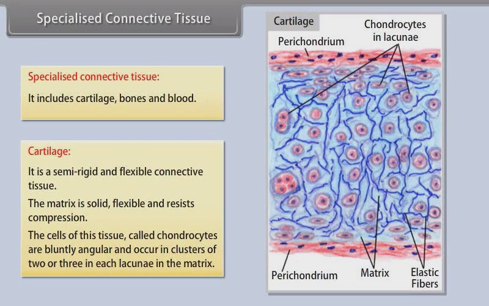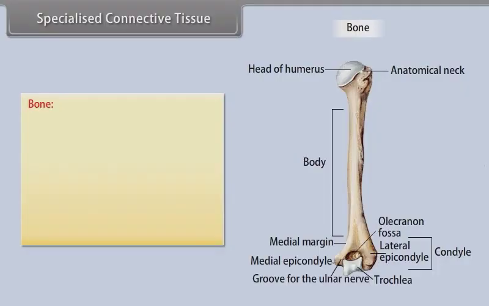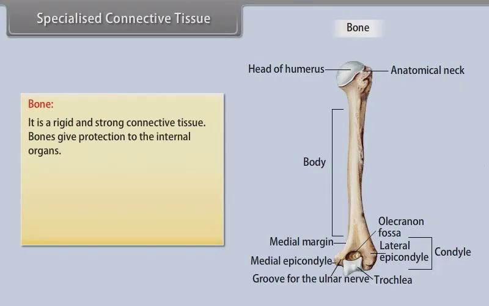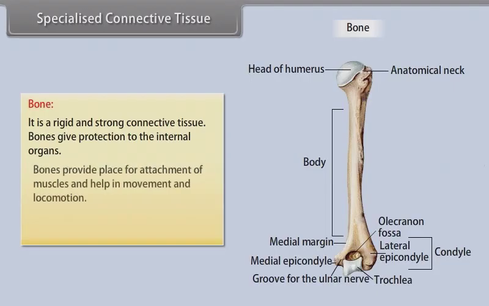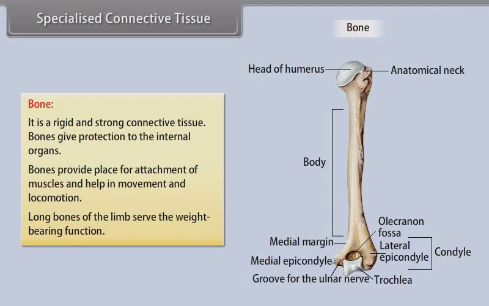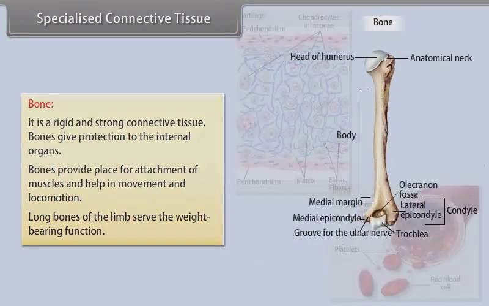The cells of this tissue, called chondrocytes, are bluntly angular and occur in clusters of 2 or 3 in each lacunae in the matrix. Bone. It is a rigid and strong connective tissue. Bones give protection to the internal organs. Bones provide place for attachment of muscles and help in movement and locomotion. Long bones of the limb serve the weight-bearing function.